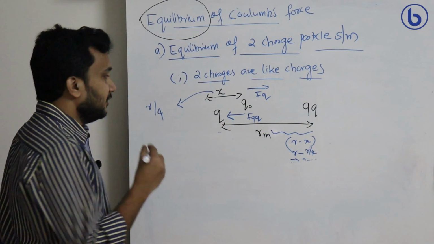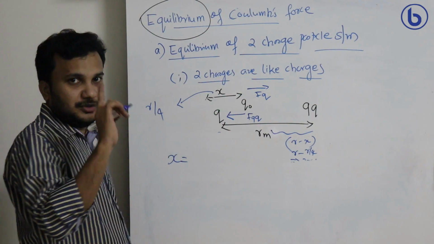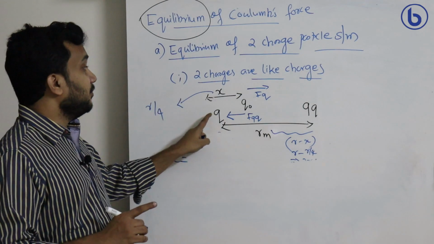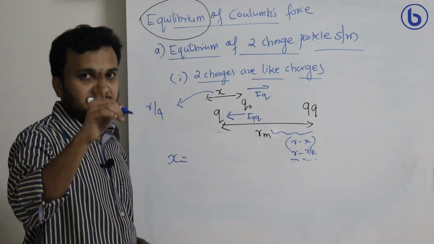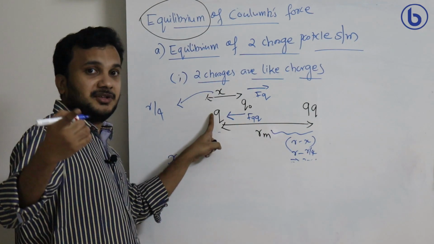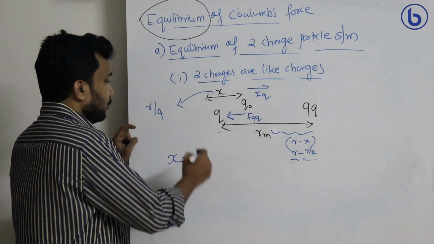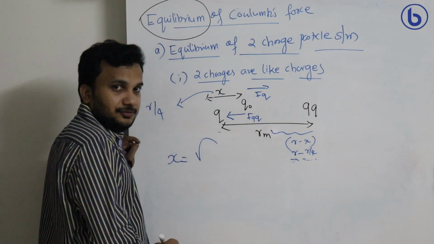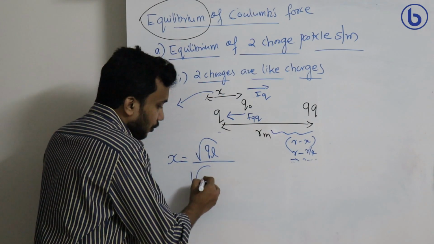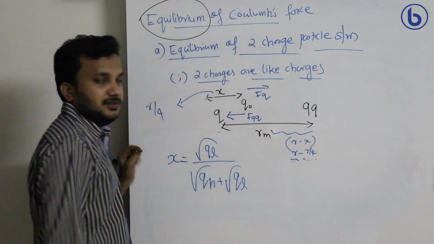So we'll apply the shortcut method to find x. Always remember, x is the distance taken from the lowest charge, not from the highest charge. Do not confuse this. You will never end up with confusion, sir. I'll always take it from the lowest charge. So x will be equal to root of q lowest divided by root of q highest plus root of q lowest. This is my formula.